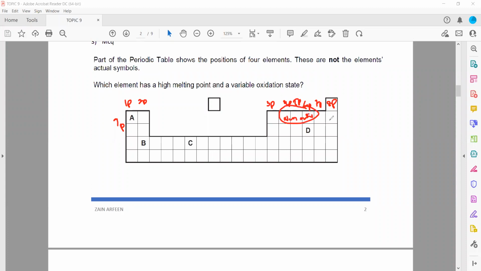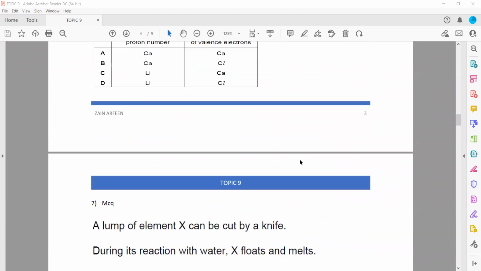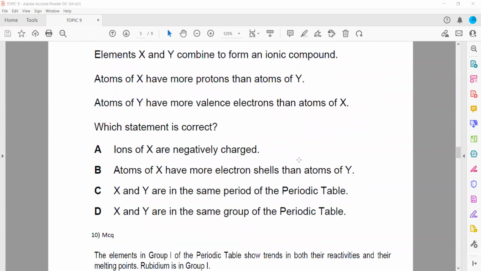So after the non-metal, as I mentioned, X has more protons. If X has more protons and it is a metal, it means it is not in the same period. It should be in the next period. That's why statement C also is not correct, which states that X and Y are in the same period. They cannot be in the same period.